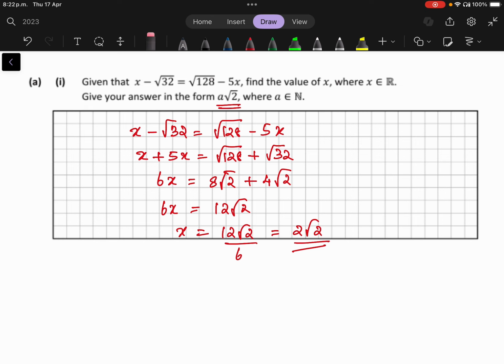So if you have presented the solutions, you will get full 10 marks for this question. Okay, thank you.